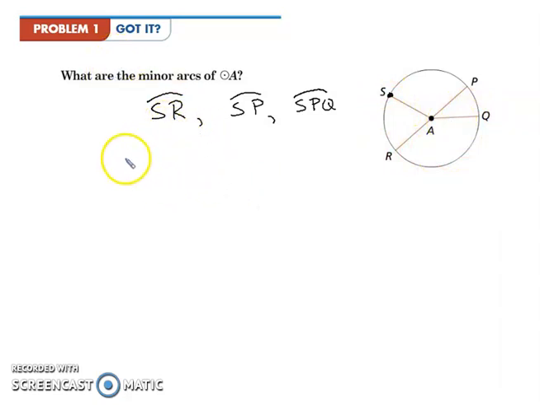Maybe you can look at this and name a few more. For example, just PQ itself is another one.